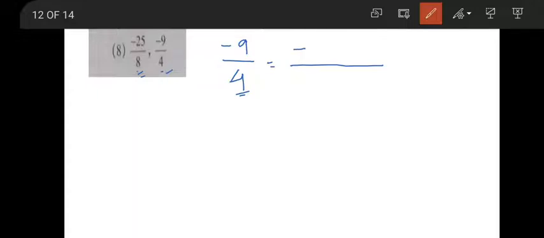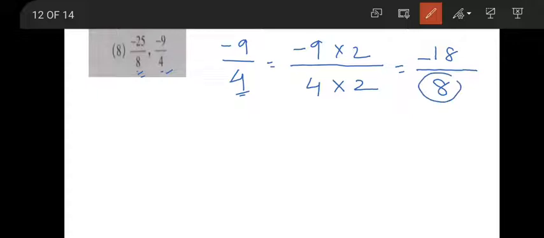How? See, I'll write it here, minus 9 upon 4. If 4 is multiplied by 2, it will be 8, right? 4 2s are 8. The same operation applies to the numerator. Multiply this 9 into 2. 9 into 2 is 18. This minus will be as it is. Now 4 into 2 will be 8. Look at this, the denominator has become 8.